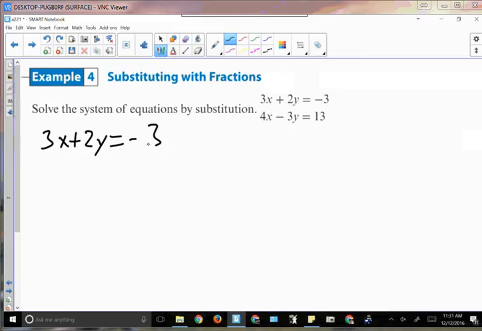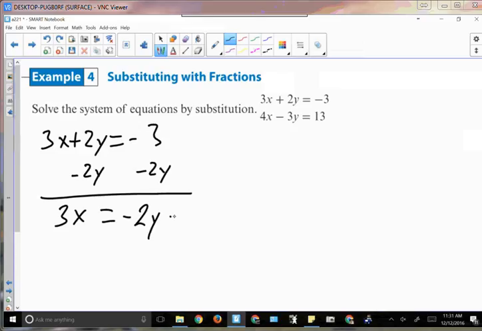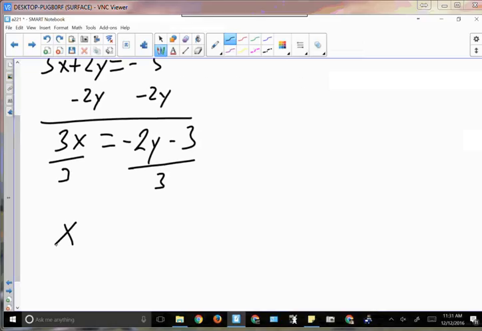So let's say that I solve for x. So that means that I'm going to subtract 2y to both sides, and I end up with 3x is equal to negative 2y minus 3. Divide both sides by 3. And so I end up with x is equal to negative 2y minus 3 over 3. Okay. It does not matter one bit. Do I know what x is? Yes.